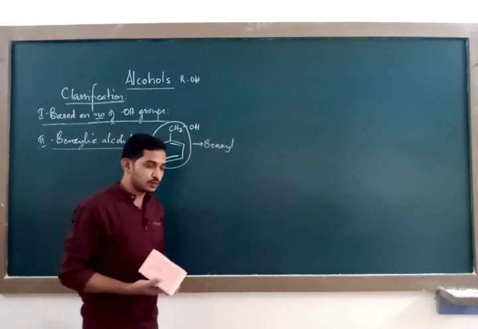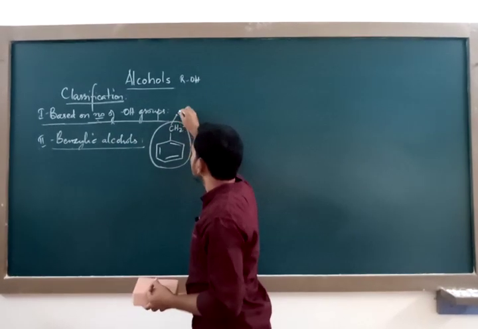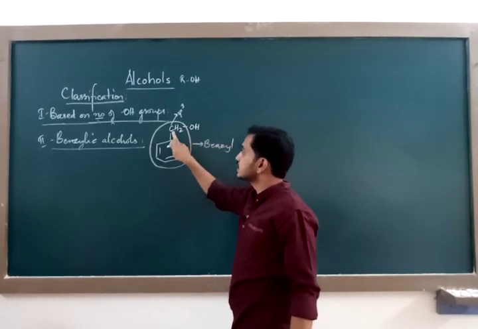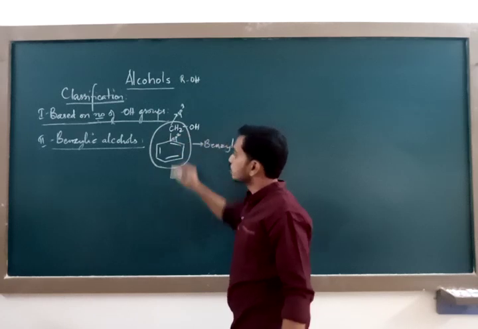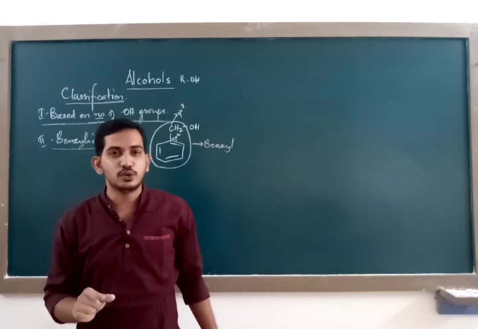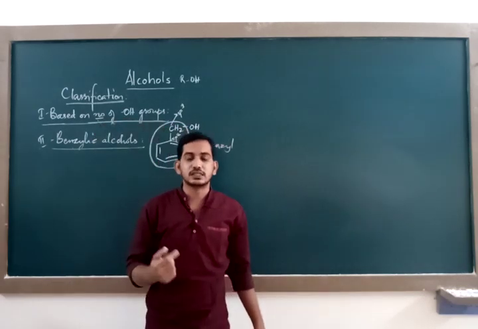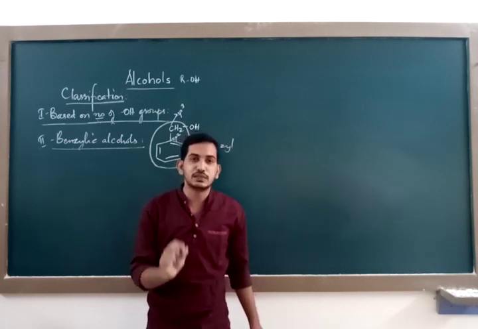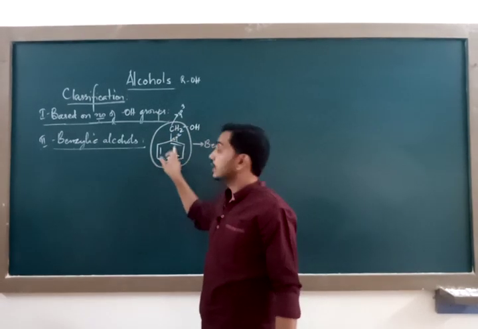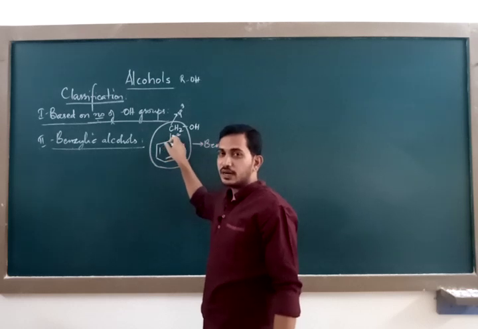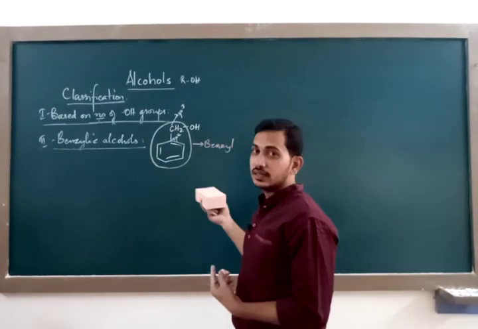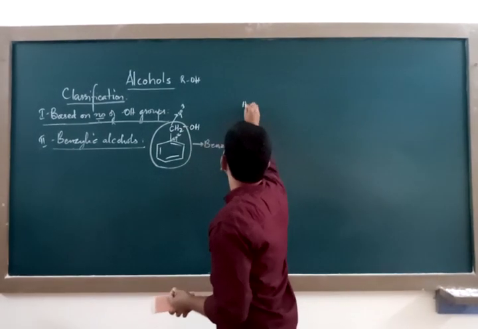In other words, you can define benzylic alcohols as those in which the hydroxyl group is attached to an sp3 hybridized carbon. This carbon's nature is sp3 hybridization. So the hydroxyl group is attached to an sp3 hybridized carbon next to an sp2 hybridized carbon belonging to the benzene ring. In very simple words, benzylic alcohols are those in which the hydroxyl group is attached to a single bonded carbon next to the benzene ring. If not, the hydroxyl group is attached to a benzyl group. This is benzylic alcohol. Then the third category we have is allylic alcohols.